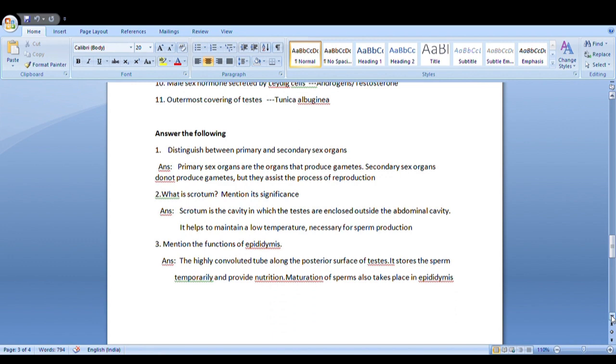What is scrotum? Mention its significance. Scrotum is the cavity in which the testes are enclosed outside the abdominal cavity. It helps to maintain a low temperature necessary for sperm production. Mention the functions of epididymis. The highly convoluted tube along the posterior surface of testis. It stores the sperm temporarily and provides nutrition. Maturation of sperms also takes place in epididymis.